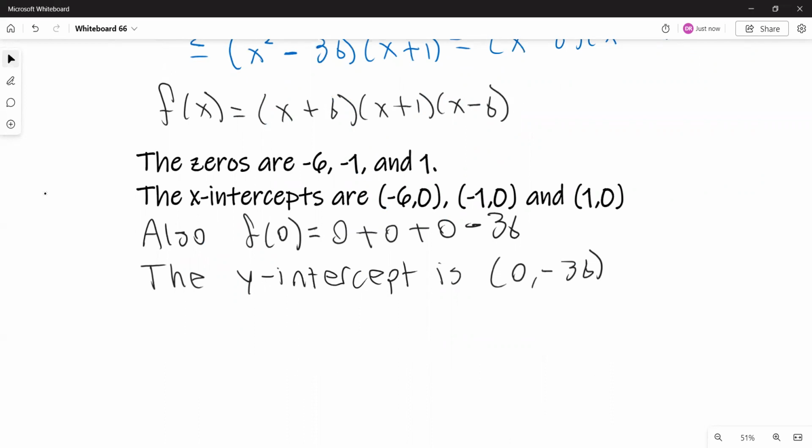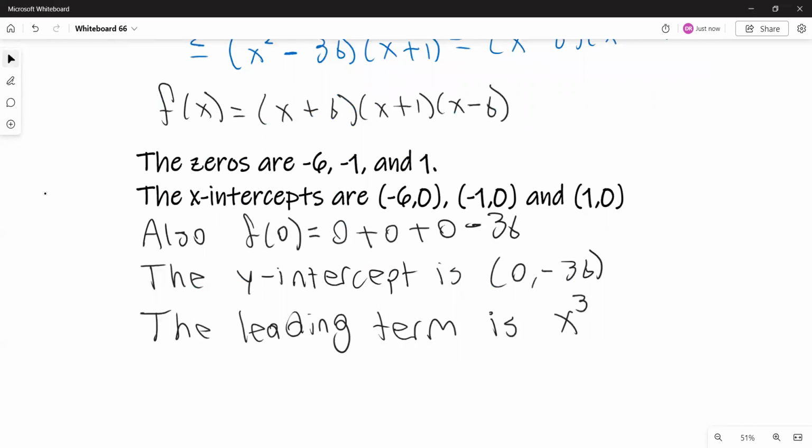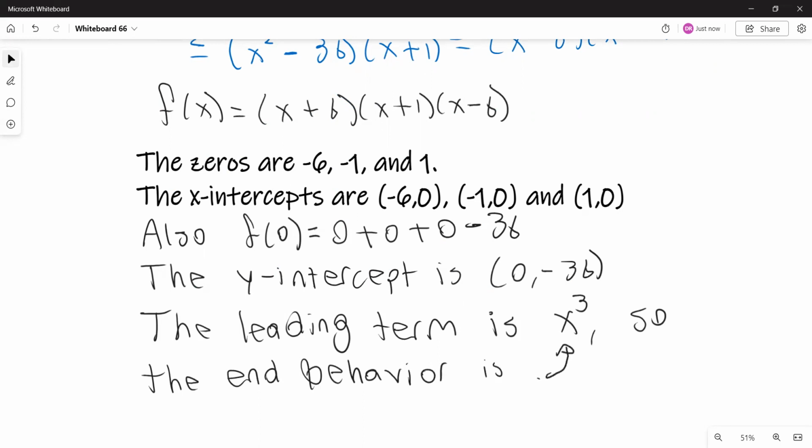Also, the leading term is x to the third power. So the end behavior with that, that's a polynomial of odd degree with positive leading coefficient. The leading coefficient is 1. So the end behavior is rising to the right, falling to the left.